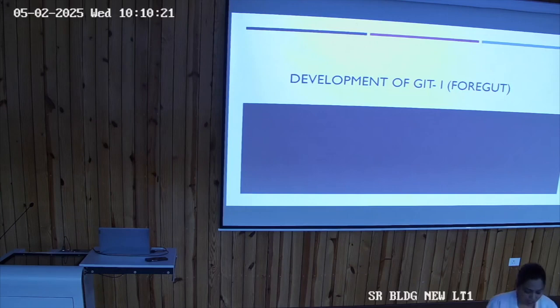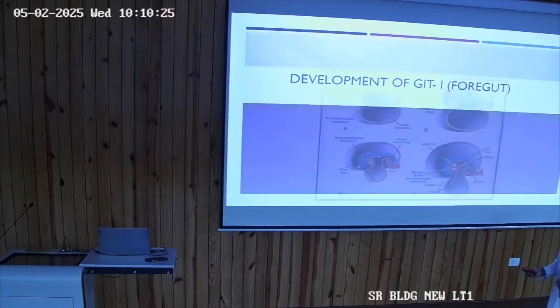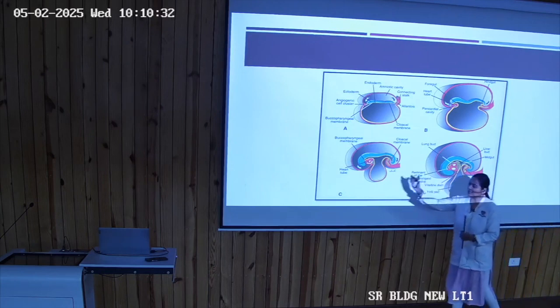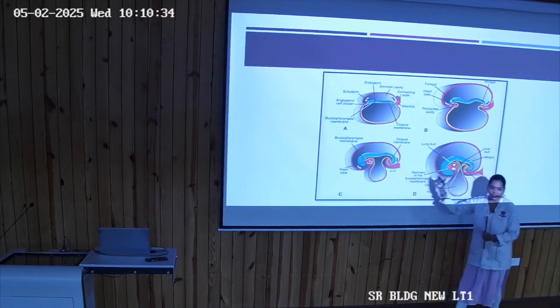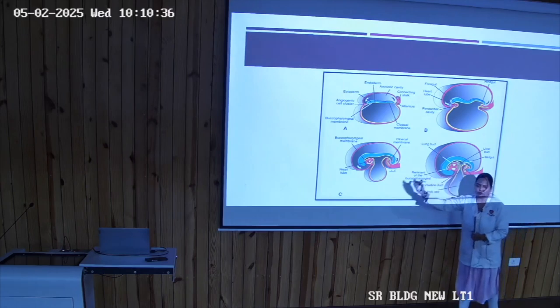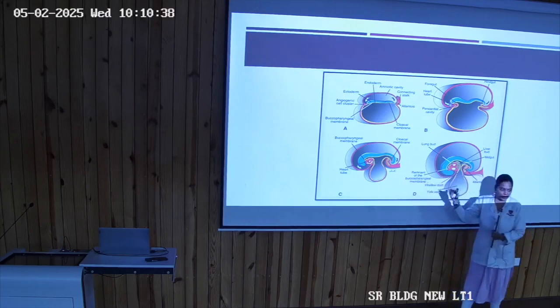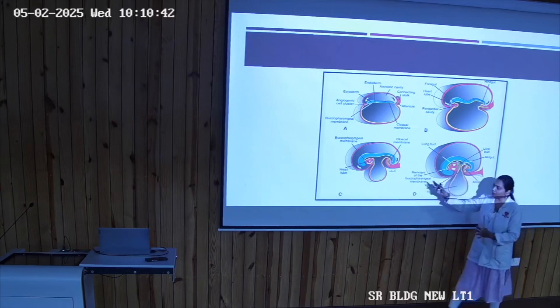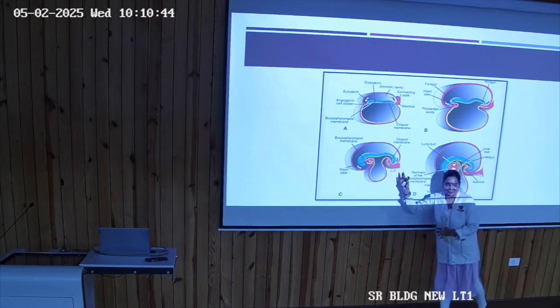Okay, so starting with development of Foregut. Now what kind of folding is taking place over here from this cranial end to the caudal end? This type of folding occurs in the sagittal plane or in the median plane. Okay, that results in the formation of the head part and the tail part.